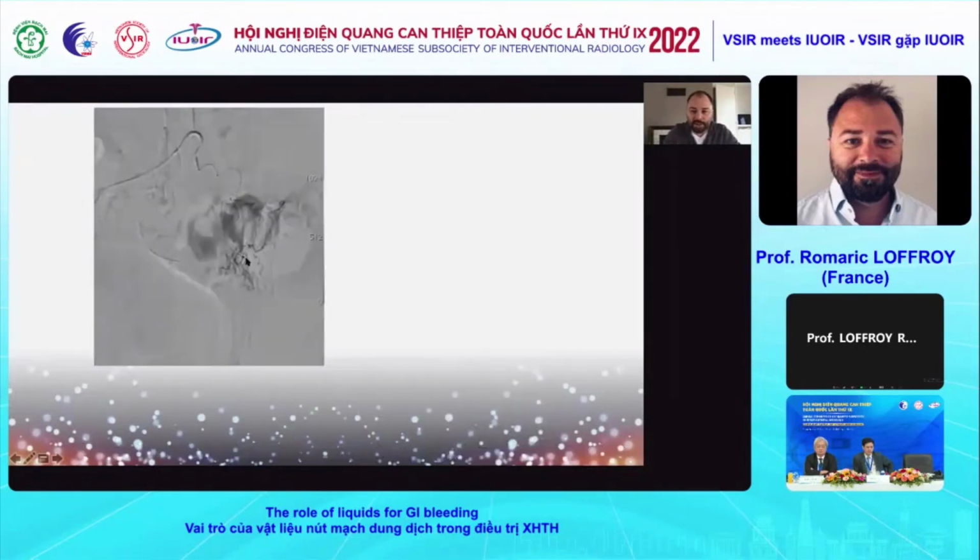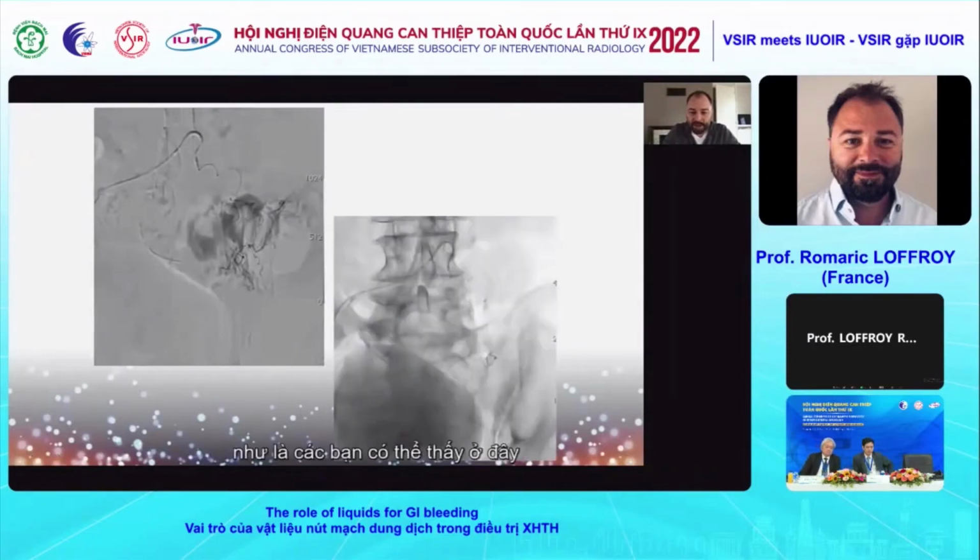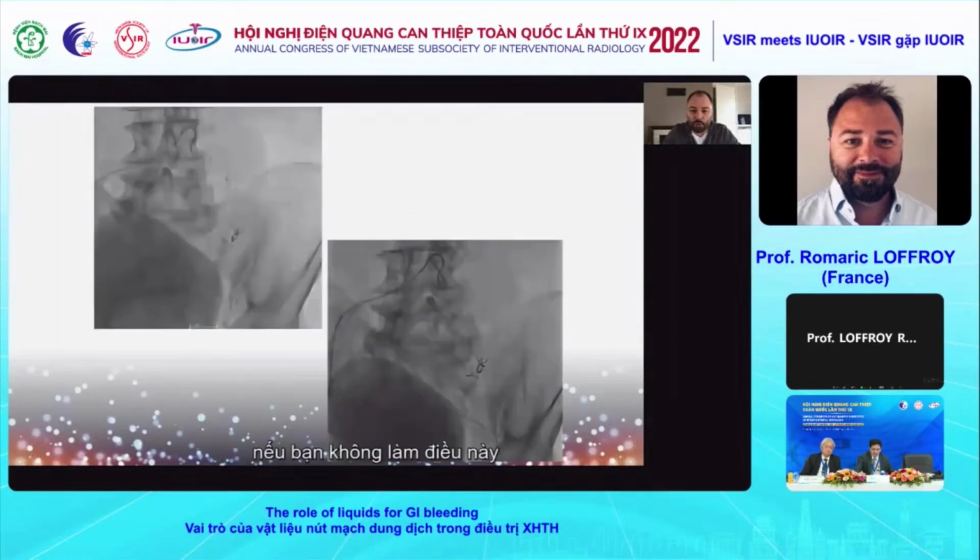It was impossible to get behind this point, and we use Onyx, as you can see here, in a blood flow manner to get behind this point with low pressure liquids and to avoid recanalization. If you don't do this, of course, you have backdoor bleeding and potential recanalization.